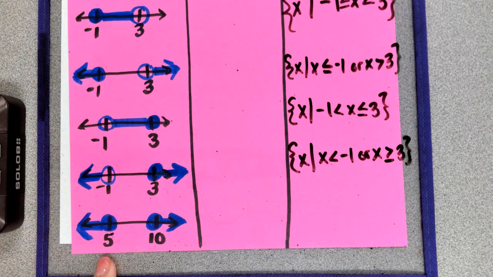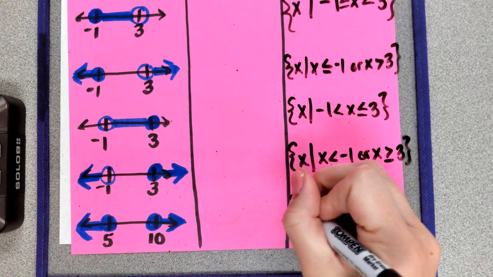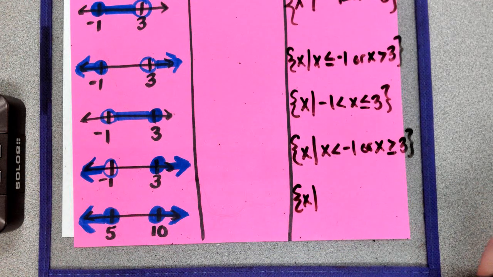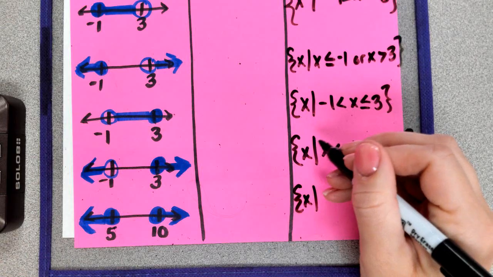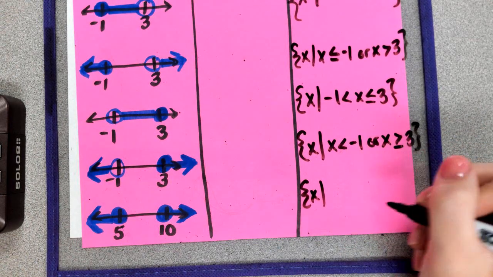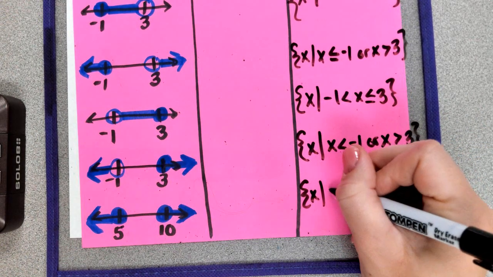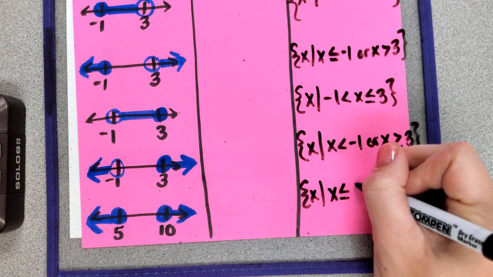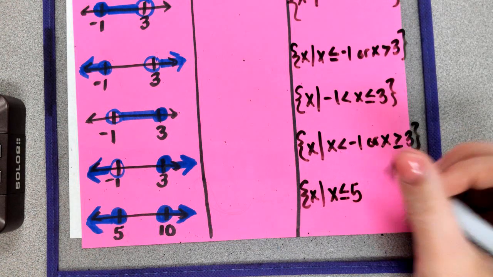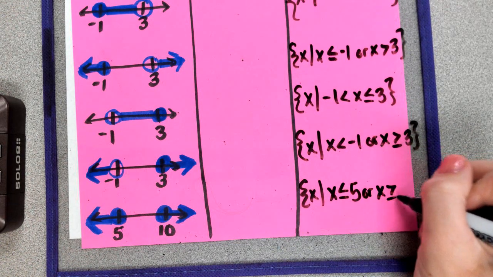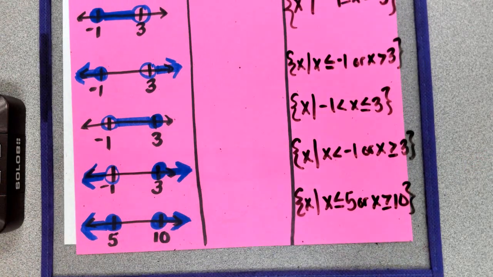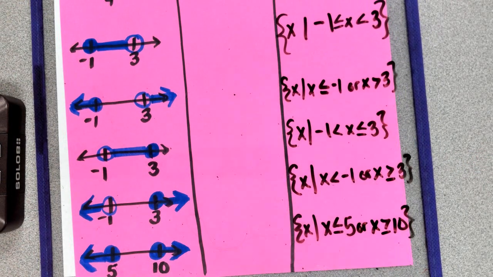And then this one, set of all x such that, I know, it gets annoying writing this part over and over again, doesn't it? Let's see. X is less than or equal to 5, or x is greater than or equal to 10. So this is set builder notation.